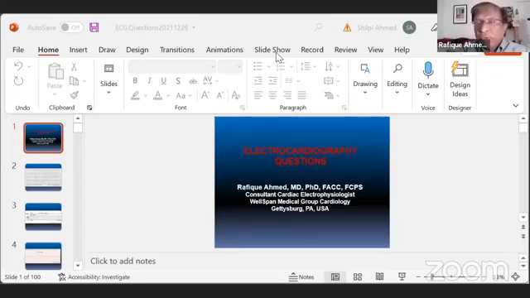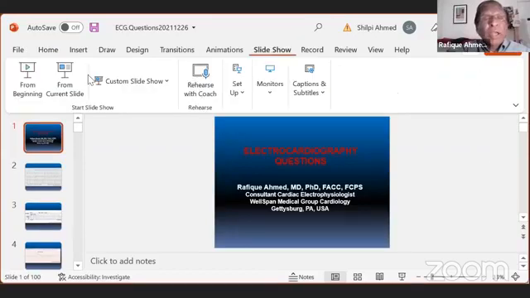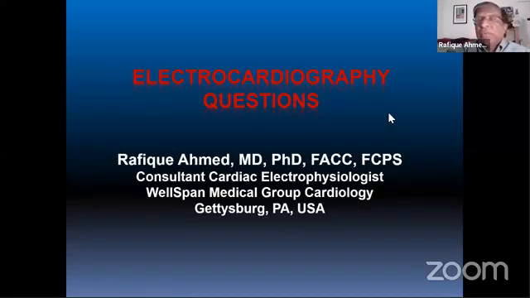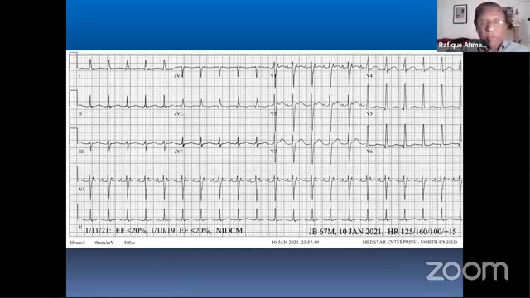So what I would like to do is, we have about half an hour. We'll go through some ECGs, and I would request participants, I'm not doing questions today, I'll show an ECG, and one of you could volunteer and talk to me about this ECG. So this will be the first ECG. Any volunteer?